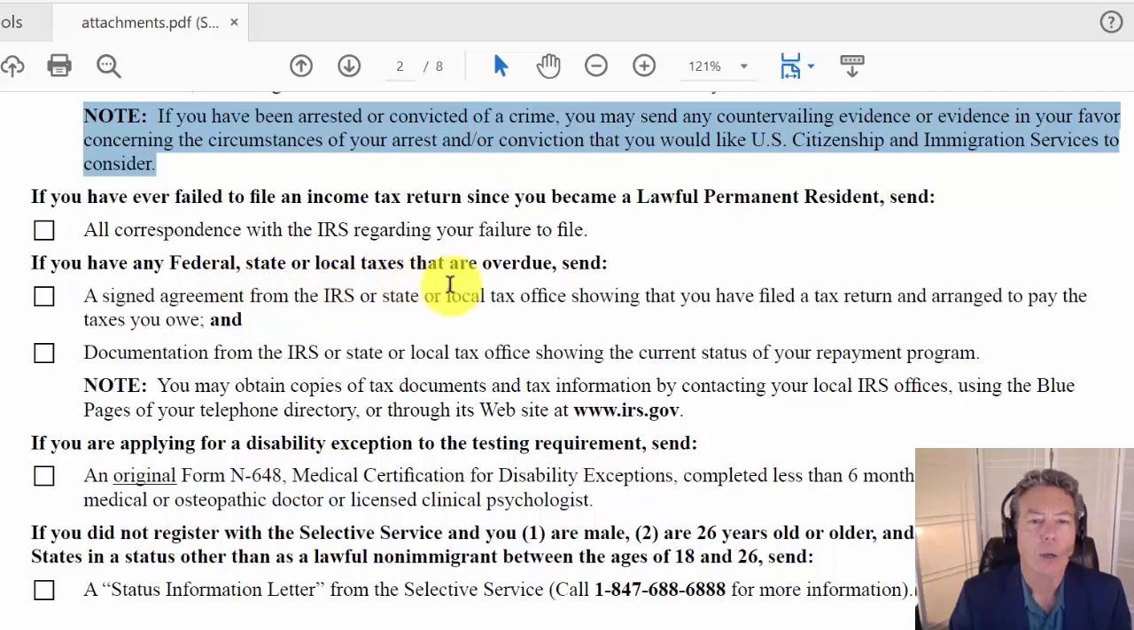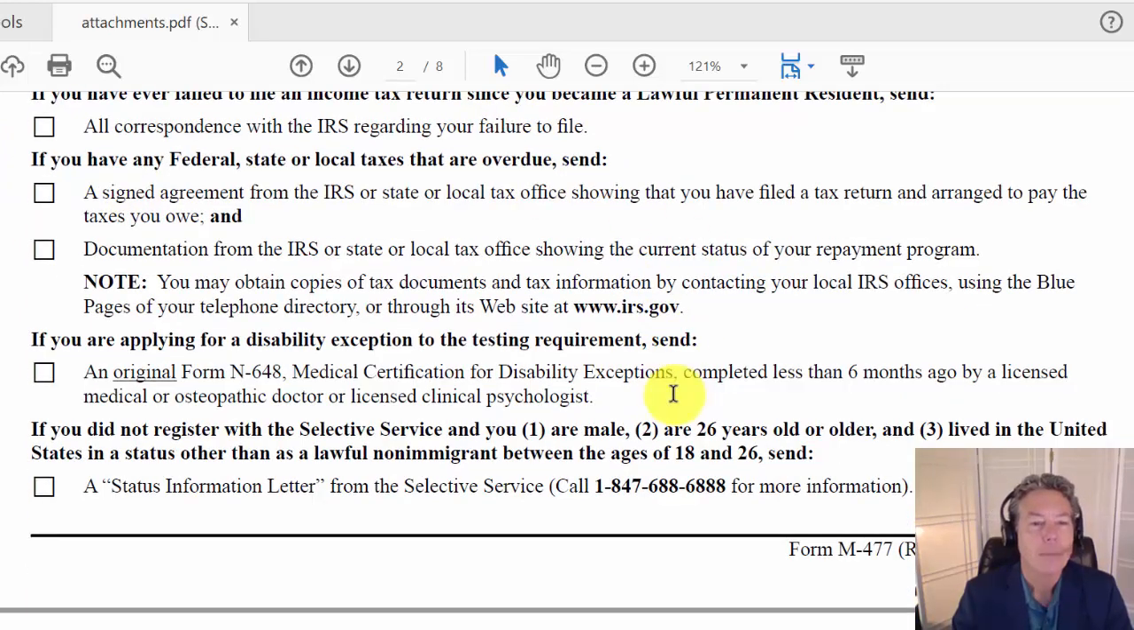If you have any federal, state, or local taxes that are overdue, send a signed agreement from the IRS, right? Documentation that shows the current status of your repayment program. So if you're in arrears, if you haven't paid, you're like an active non-taxpayer. Oh, they're not going to like you. They're not going to like you. So you want to really get in there with that and give them that information.